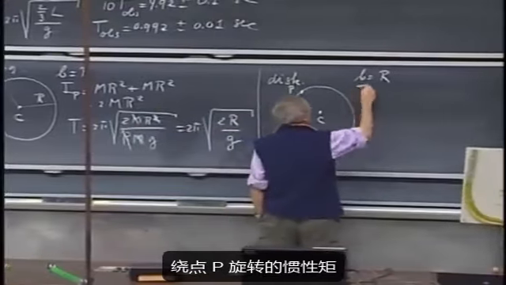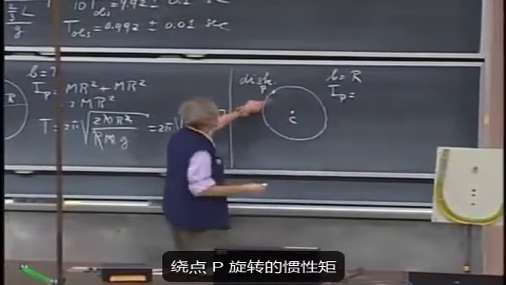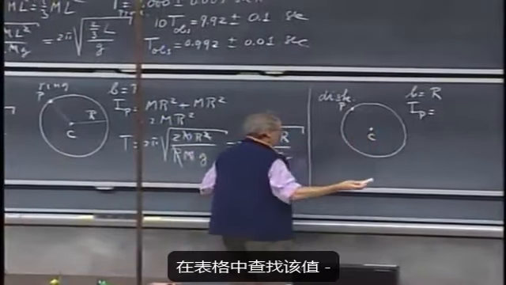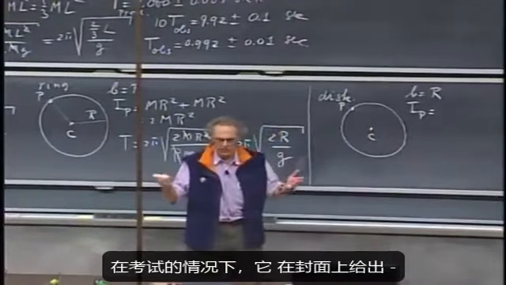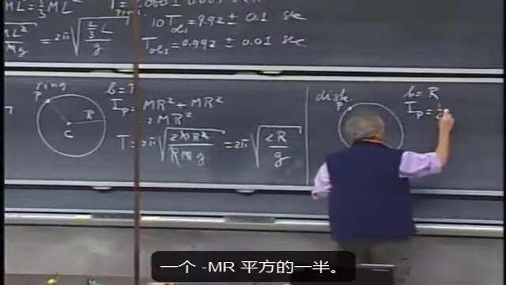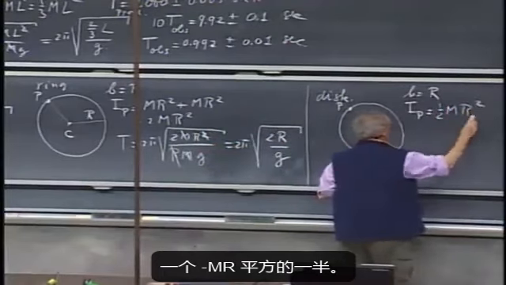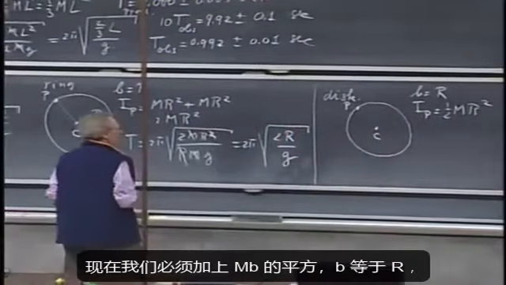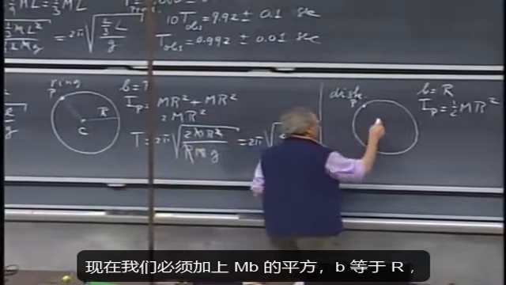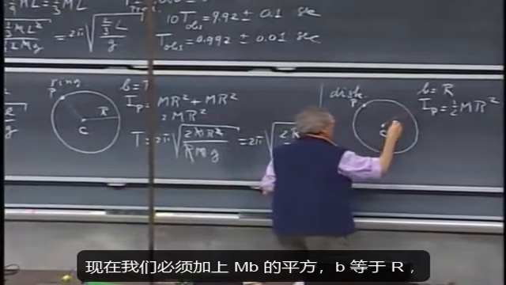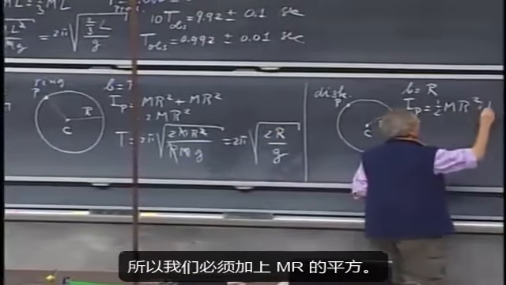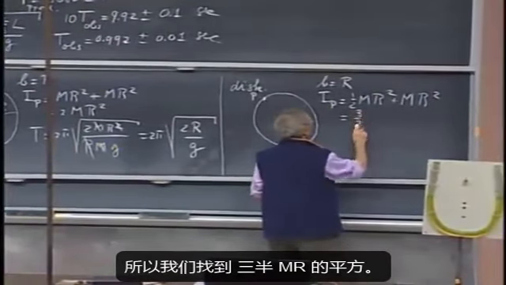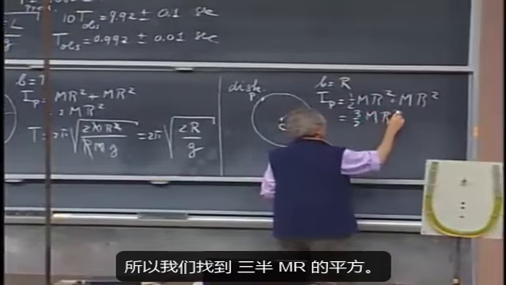And the moment of inertia for rotation about point P is now the moment of inertia for rotation about the center of mass, which you look up in a table. In the case of your exam, it was given on the front cover. 1/2 mr squared. That's the moment of inertia for rotation about the center of mass. And now we have to add mb squared, and b equals r. So we have to add mr squared. So we find 3/2 mr squared.